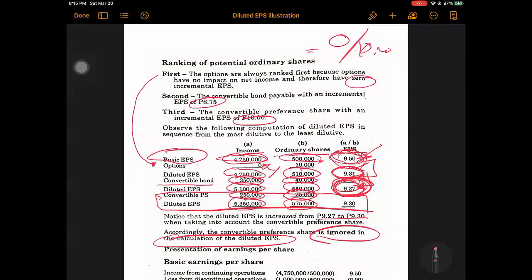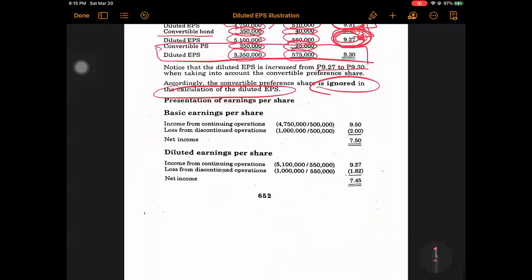Okay, this is the illustration, di ba? So actually, separate dapat imong continuing operation o discontinued operation. So basic earnings per share, pero same lang og denominator. Lahi lang ang amount.